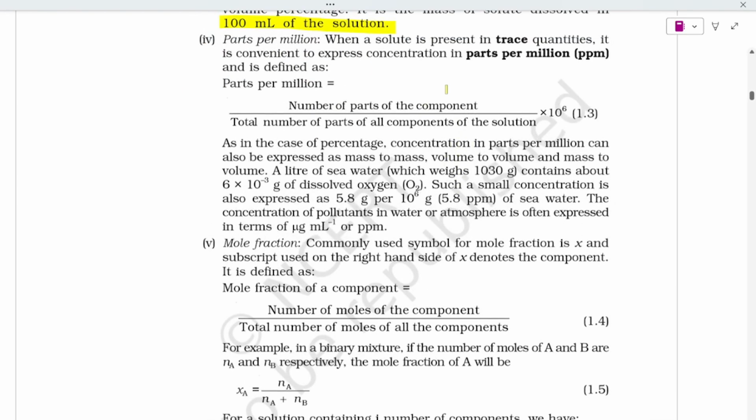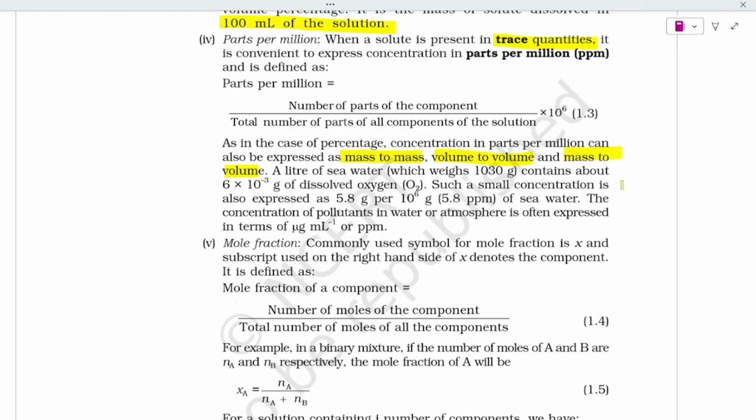Next, parts per million. It is used for trace quantities, and it is expressed as the number of parts of the component divided by the total number of parts, into 10 raised to 6. Like percentage concentration, parts per million can also be expressed as mass to mass, volume to volume, and mass to volume, as we see above. For example, a liter of sea water which weighs 1030 gram contains 6 into 10 raised to minus 3 grams of dissolved oxygen, that is O2.